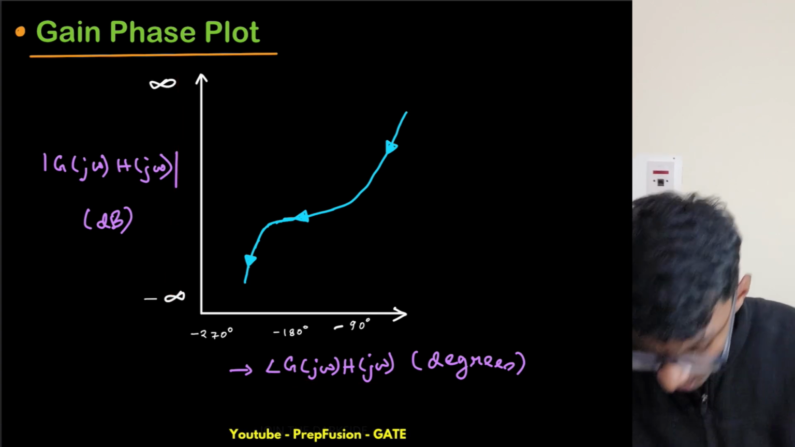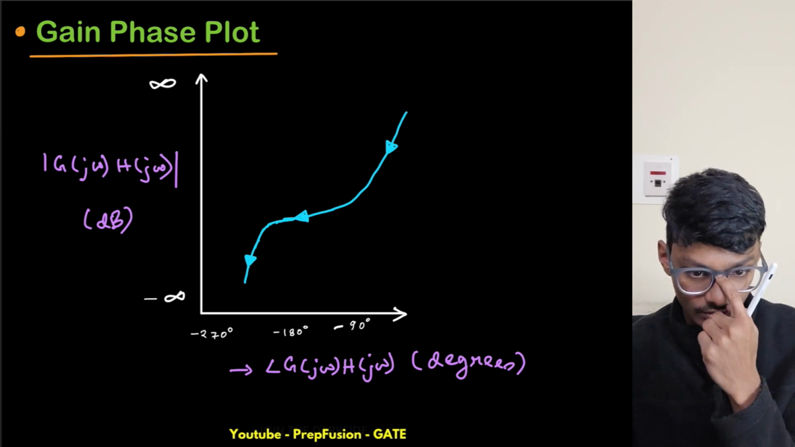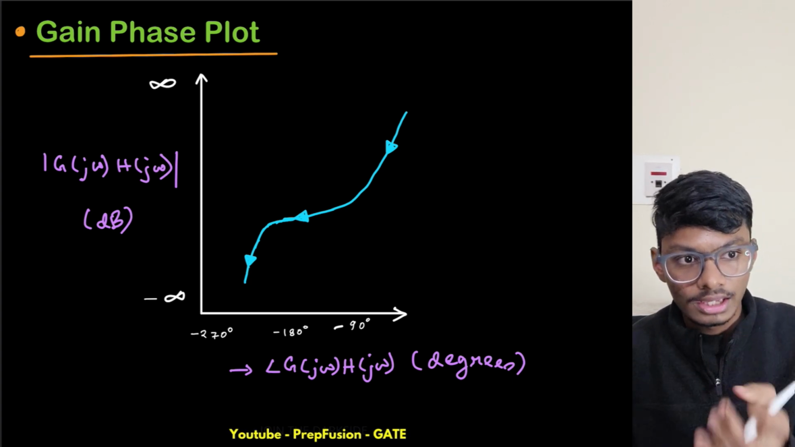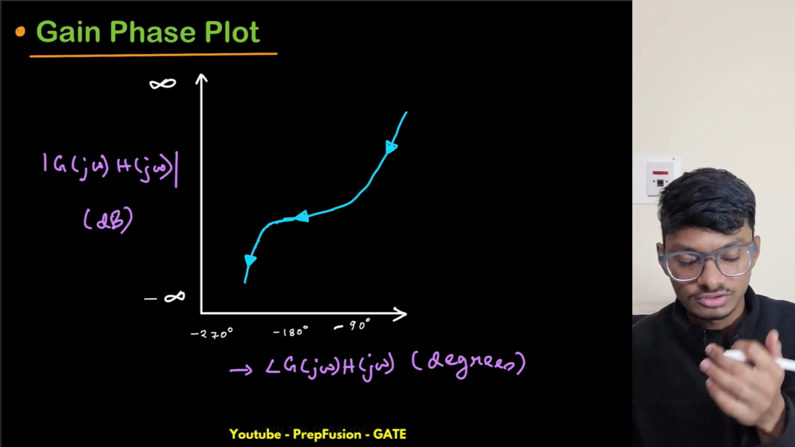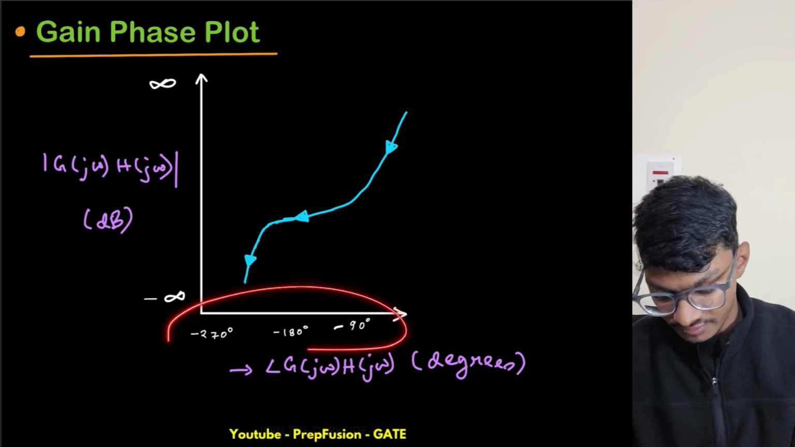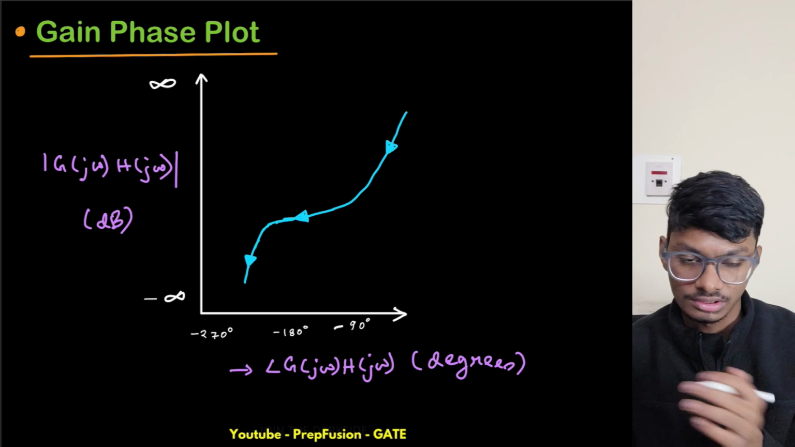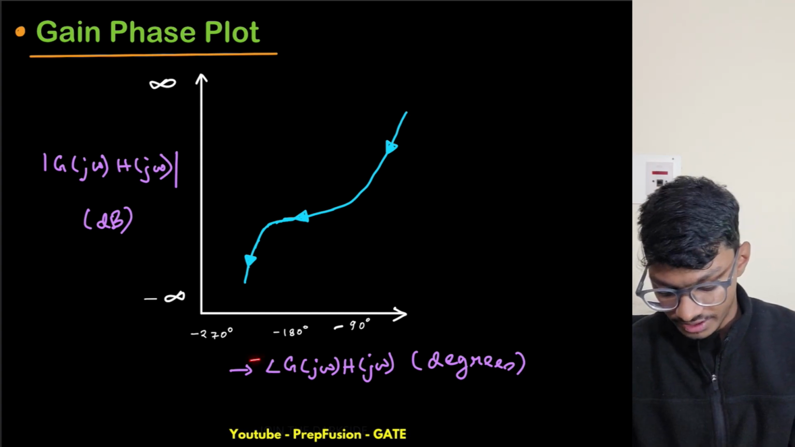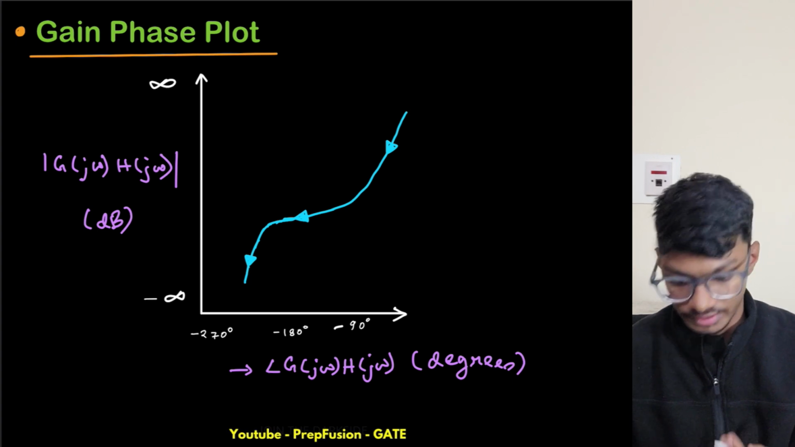So what are the parameters that I can find? From the polar plot, I could find the gain margin, phase margin, omega PC and omega GC, the phase crossover frequency and gain crossover frequency. Here also I can do the same with this gain phase plot. This is another way to find the phase crossover frequency, gain crossover frequency, gain margin and phase margin, because phase and gain are both present. This is also used to find the relative stability parameters.